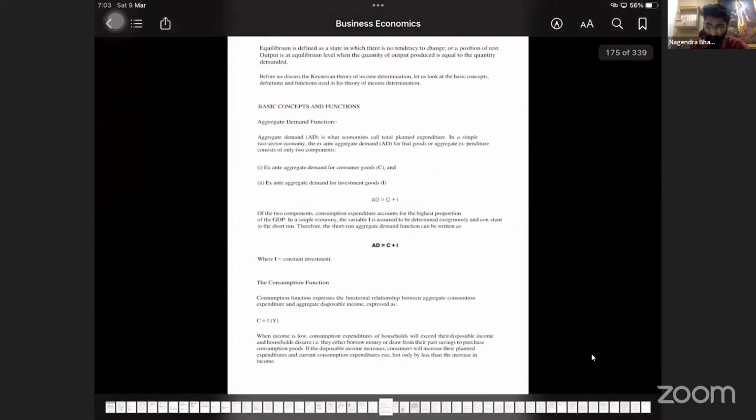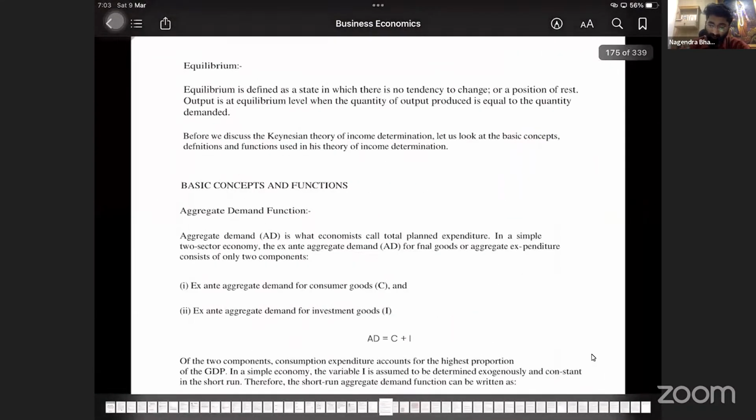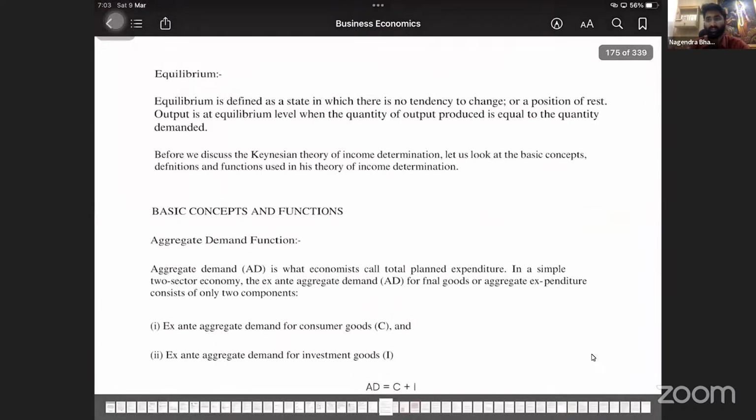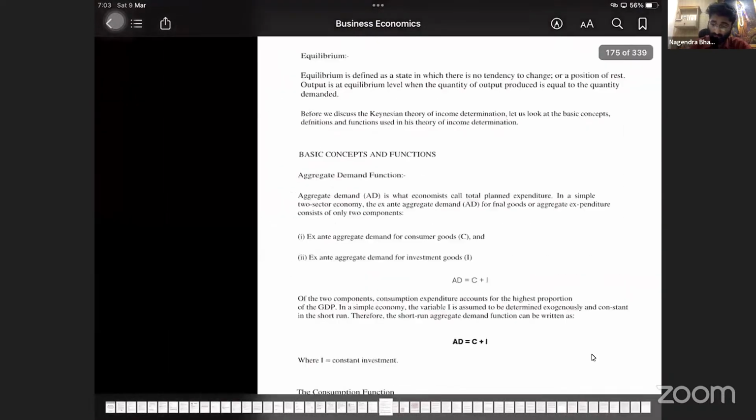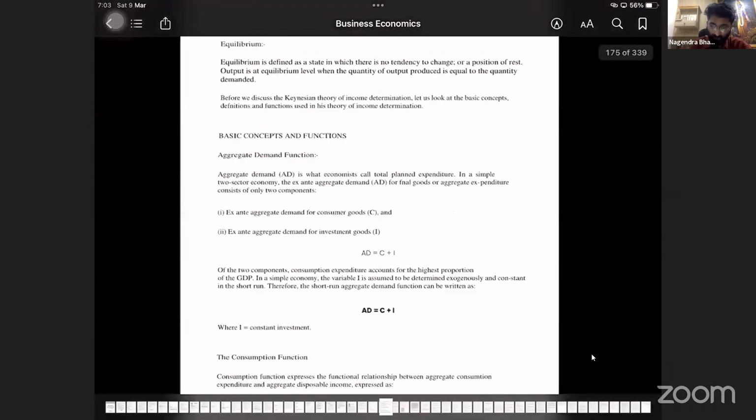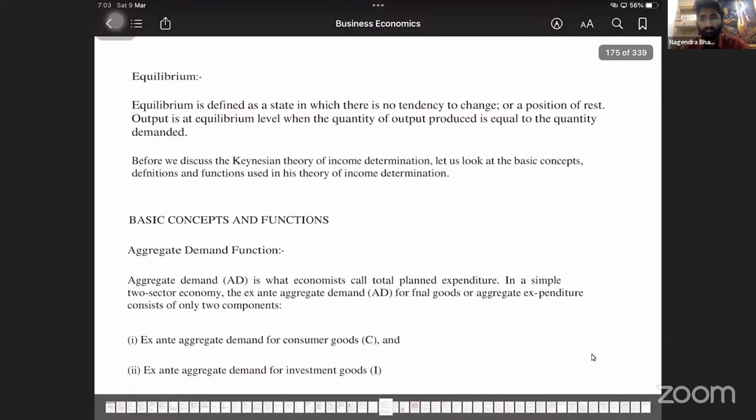Some simple examples of the two-sector model. Now, equilibrium. So what is the meaning of equilibrium? Everyone, you have to pay 100% attention here. Keep all your distractions aside, because we are going to discuss something which is very, very crucial here. Okay. Equilibrium.